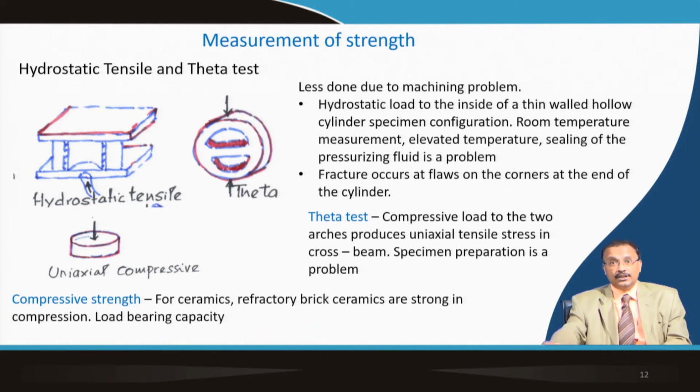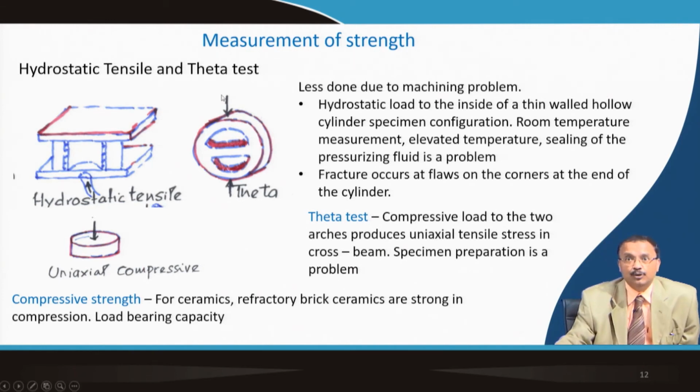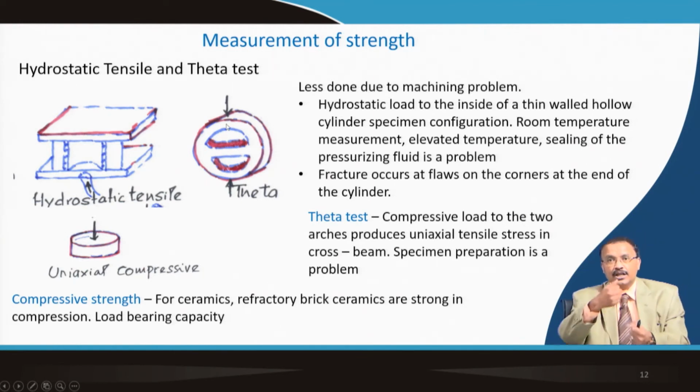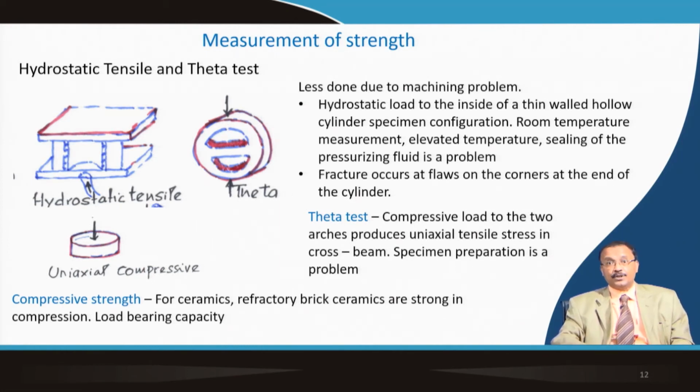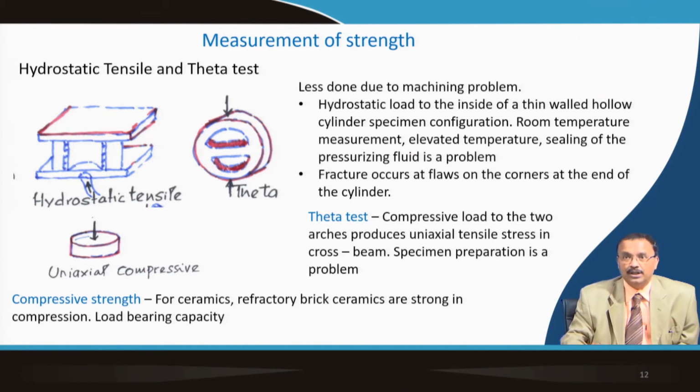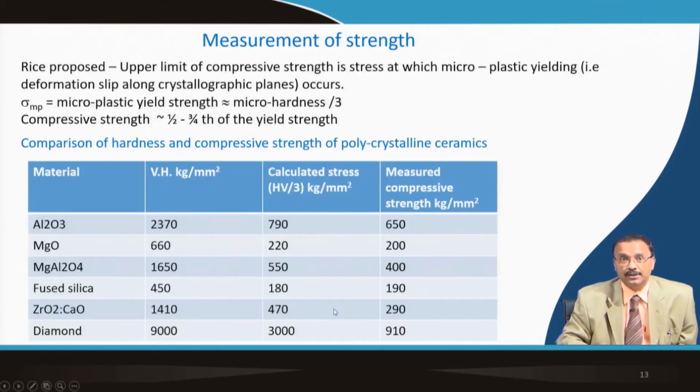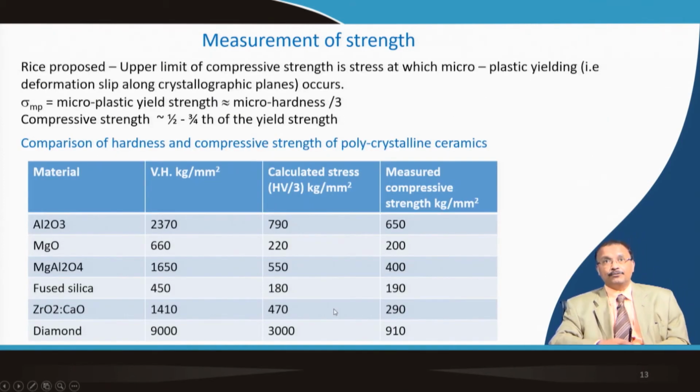Sometimes it is done by theta test, where a compressive load is applied to the two arches. So, the uniaxial tensile stress in the cross beam is applied, and specimen preparation for this kind of measurement is a problem. Compressive strength measurement is usually straightforward for ceramic refractory brick, they are strong in compression. So, the load bearing capacity is usually higher as compared to the other type of geometry.